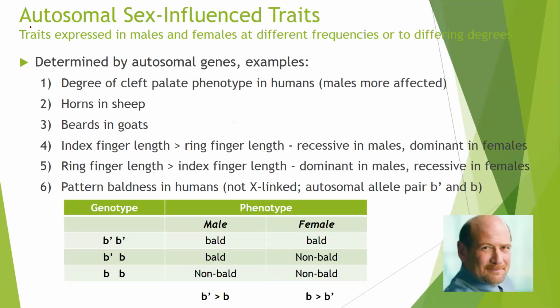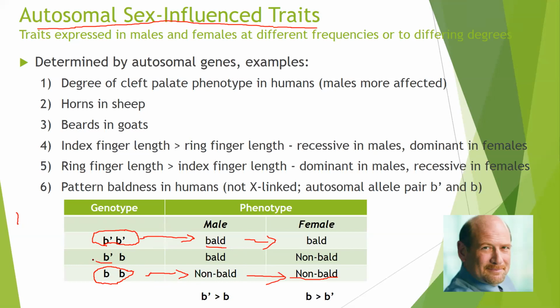Another type is called autosomal sex-influenced traits. Again, these genes are located on the autosomes, not on the sex chromosomes. For example, in humans, there is one gene on an autosome that controls the bald or non-bald phenotype in both males and females. If the genotype is B prime and B prime, this gives the bald phenotype in both male and female. If the genotype is B and B, this gives non-bald in both male and female.